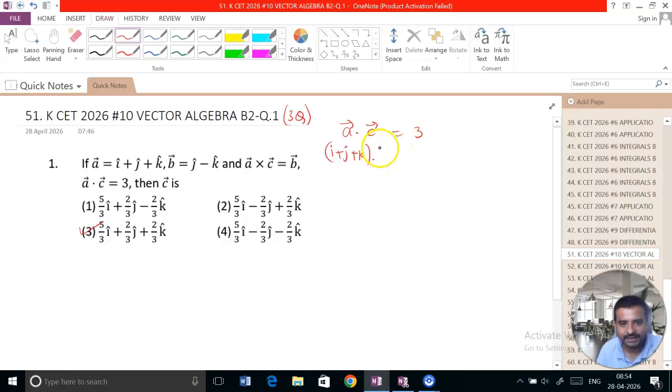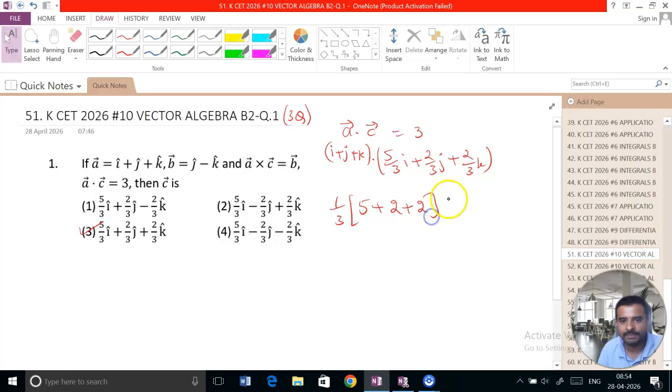Why? See, if I consider 5 by 3 i plus 2 by 3 j plus 2 by 3 k, here 1 by 3 is common, take it outside. You know the dot product i with i is 1, it is 5, plus j with j is 2 and k with k is also 2. 5 plus 2 plus 2 is 9. 9 by 3 is 3. So this will satisfy the RHS. Option 3 is the right answer. Okay, very easy one. It's enough to check which of the following satisfies A dot C is equal to 3 by considering what is A and C from the given options. Okay, so I hope you all got the answer for this.